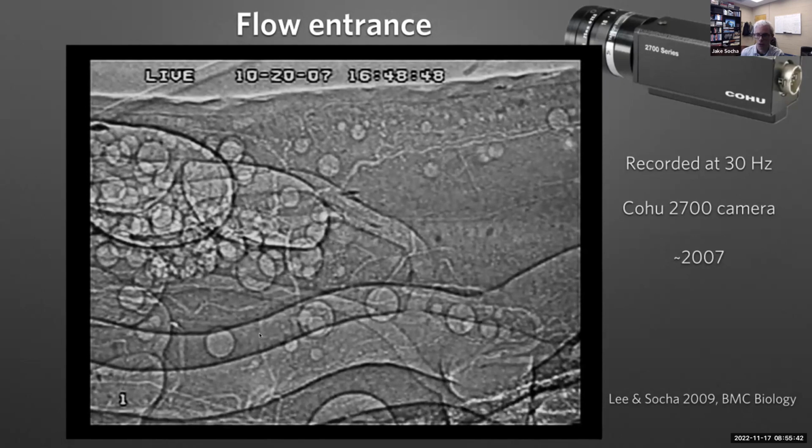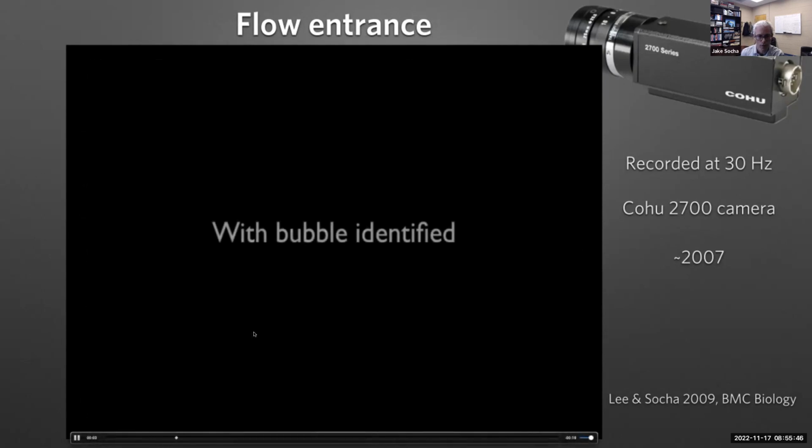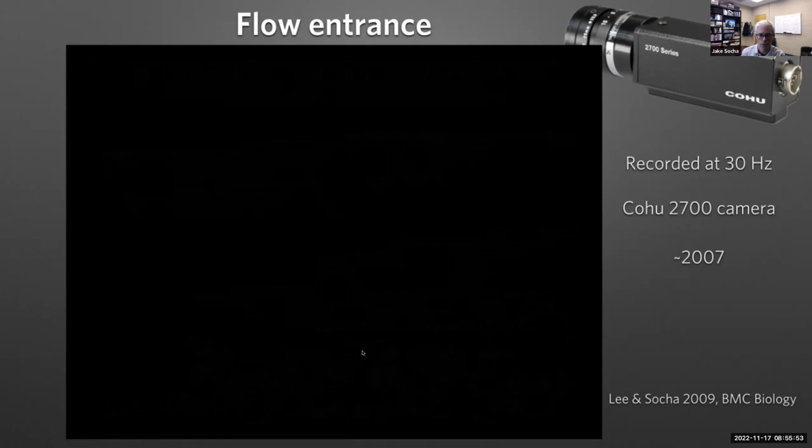And so you can do things like track bubbles. Here we're going to identify a bubble in yellow. And so you see that now entering into the heart.